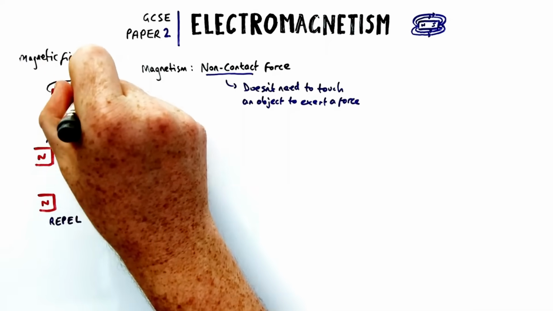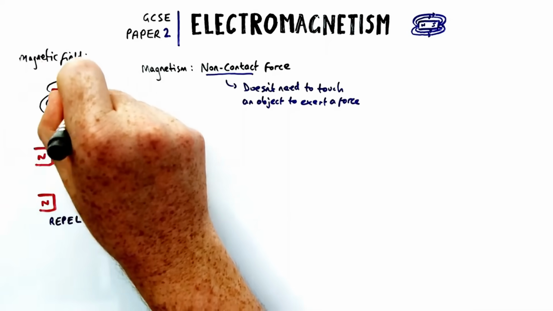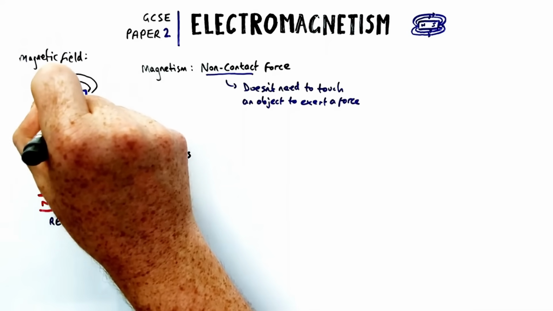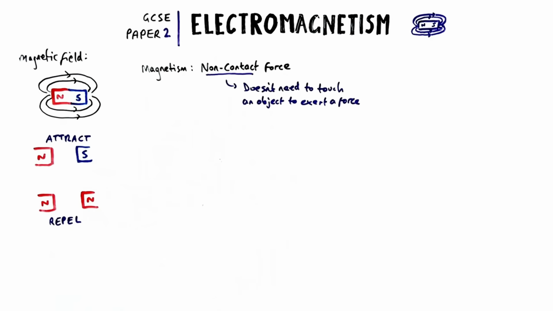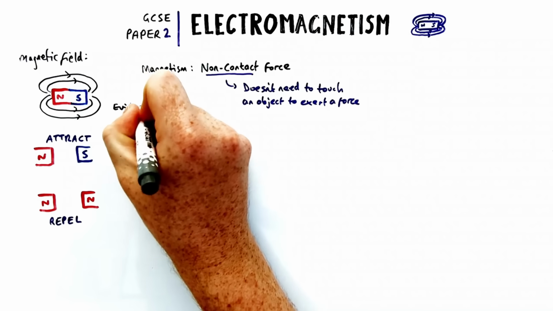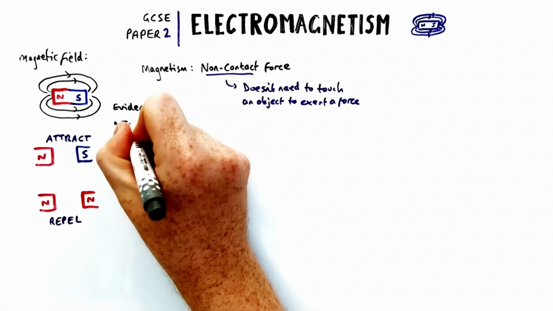The magnetic field around a bar magnet looks a bit like this. We have loops of magnetic field lines pointing from north to south. In an exam, you'd only be required to draw a couple of ones on each side, so please do not draw loads and loads.